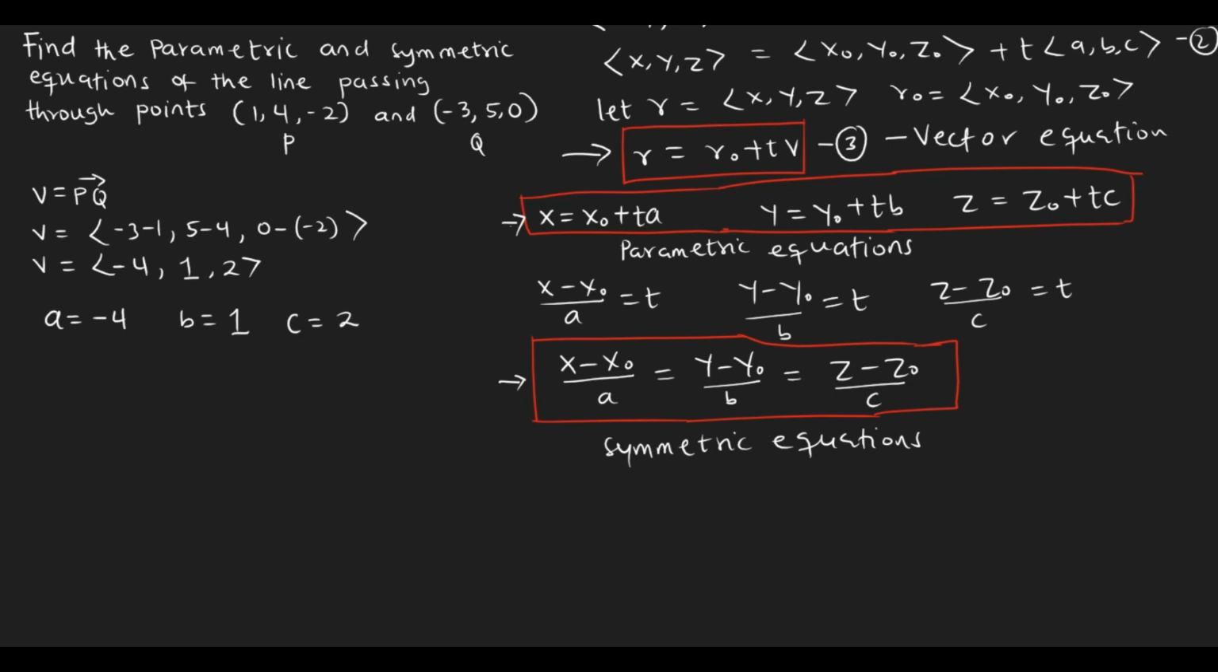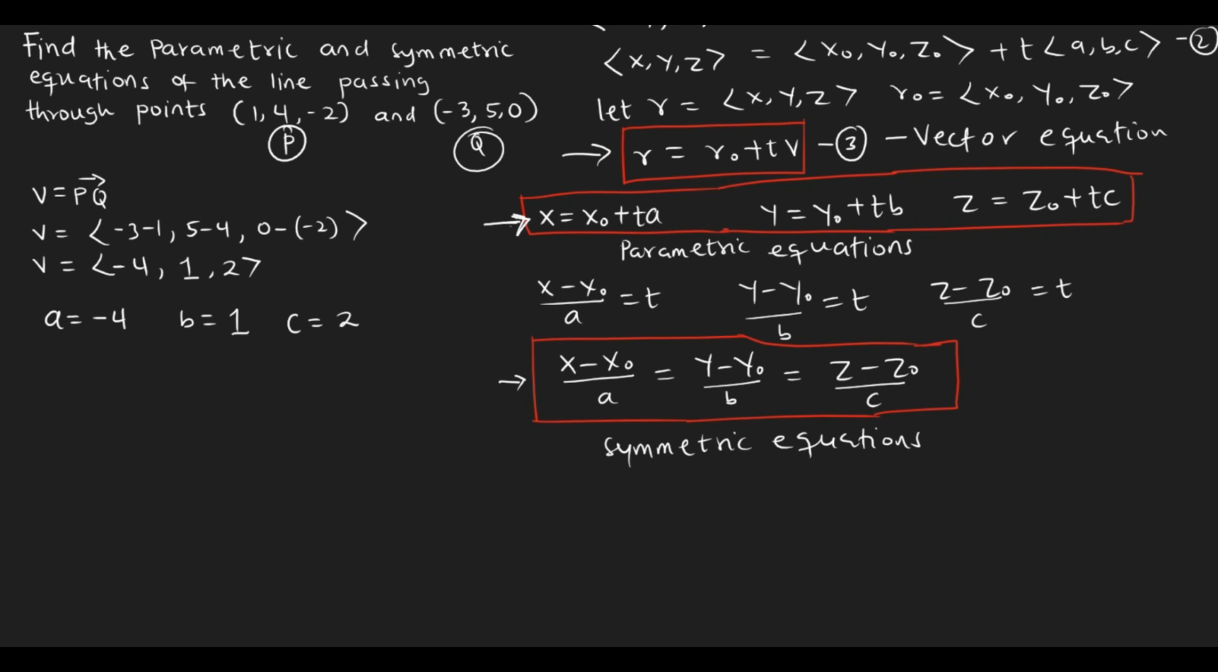So now to find the parametric equations, I'm going to consider this equation here: x equals x naught plus ta. For x naught, y naught, and z naught, those are the points. You can consider point P or point Q. When you consider point P, you must use only the components of P, and when you consider point Q, you must use only the components of Q. In this case, I'm going to use point P, which is the first point.